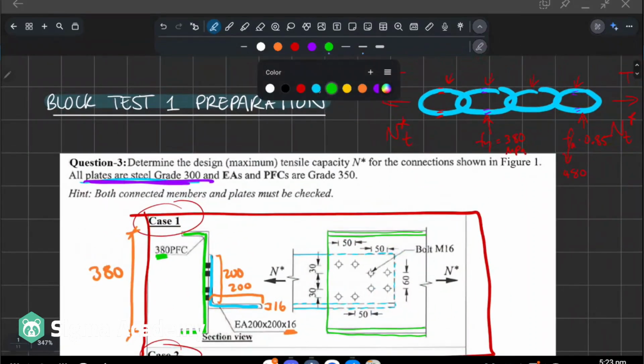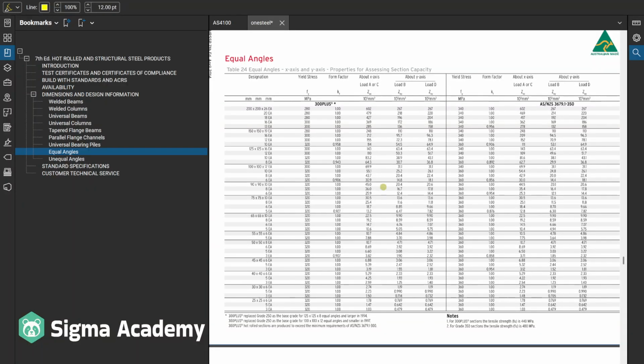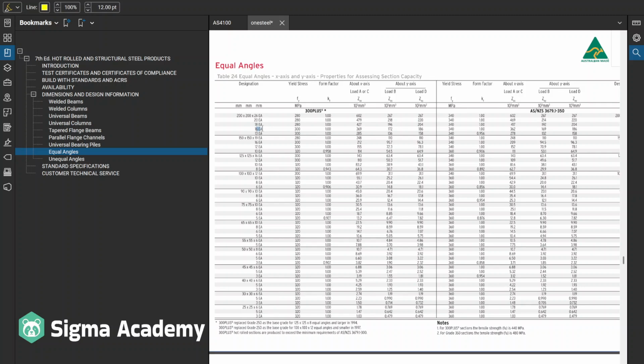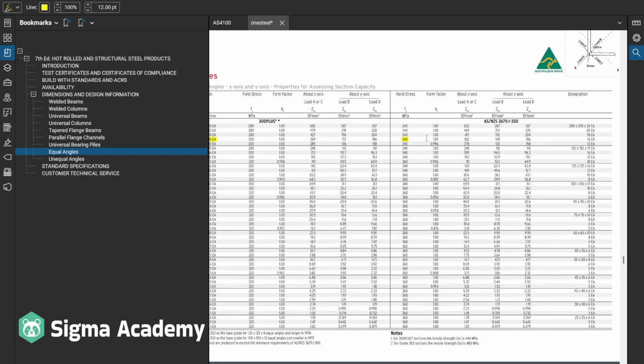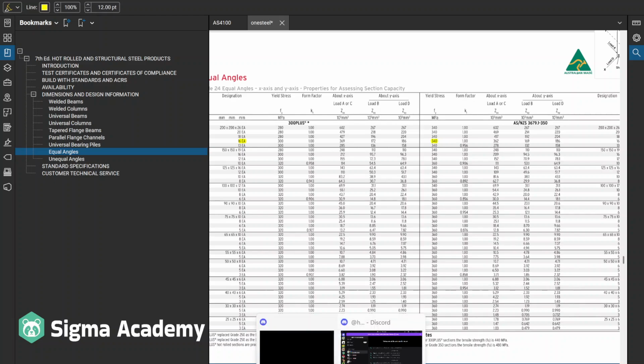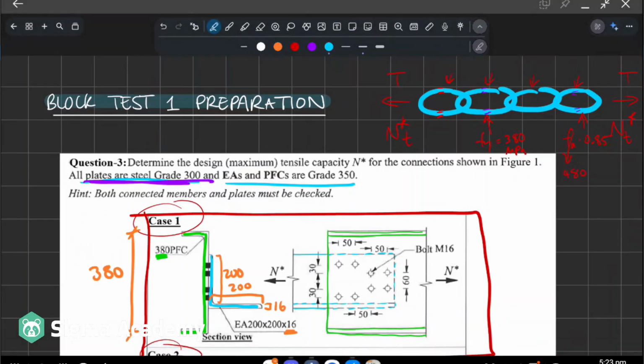But what it is saying is that the equal angles and PFCs are grade 350, okay? So that's gonna help us check on OneSteel. So we go back to OneSteel and we go to grade 350 over here. Again, we're looking for the 16 thick 200 by 200 equal angle, and we can see its yield stress here. I think that's the only one we need. 340, okay. So if we go back to this, right, 340.